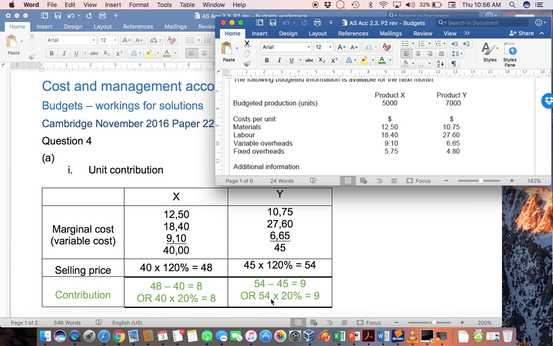So you can actually work it out in two ways. You can either work it out by saying 48 minus 40 gives you 8, or you can simply say, well, obviously the difference between these two is that 20% markup. So you could quite simply say the 40 times the 20% markup to give you 8. For Y, you can work it out in the same way, and you will see that your contribution is 9.